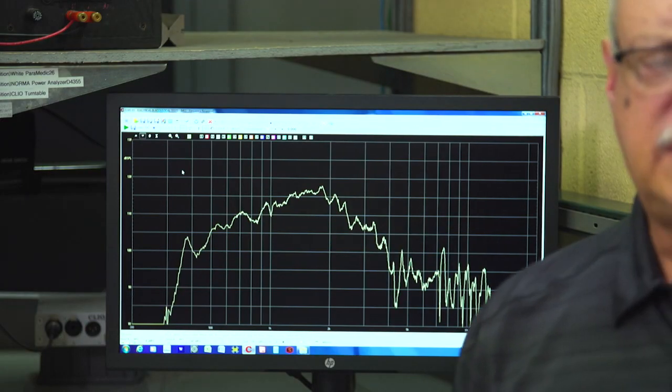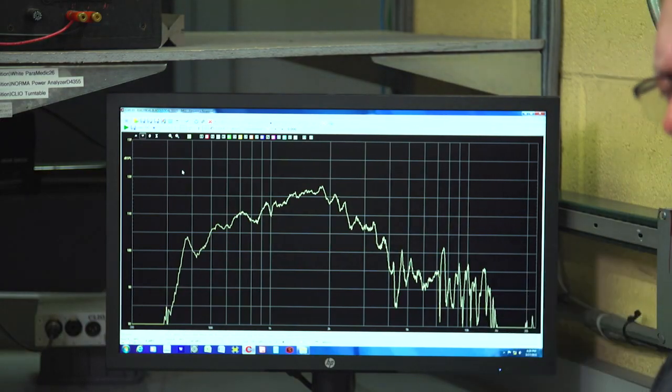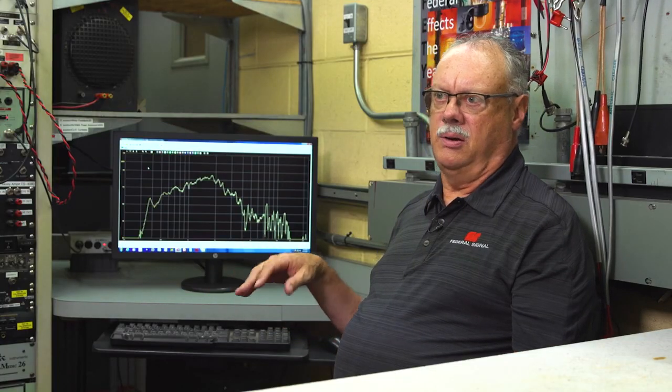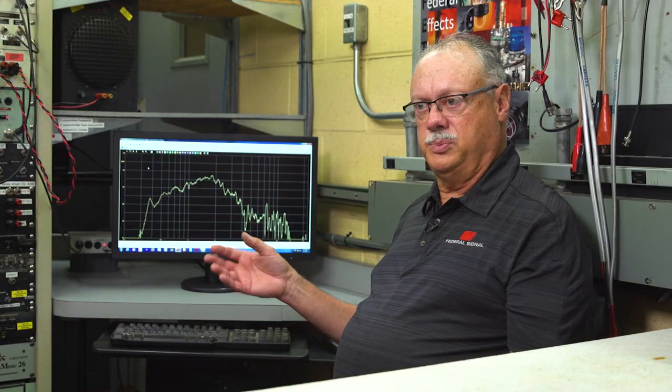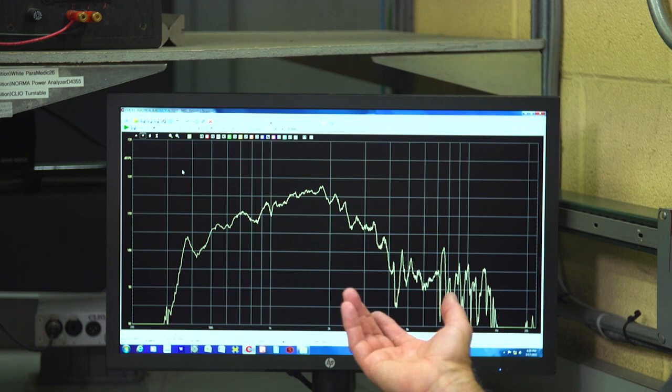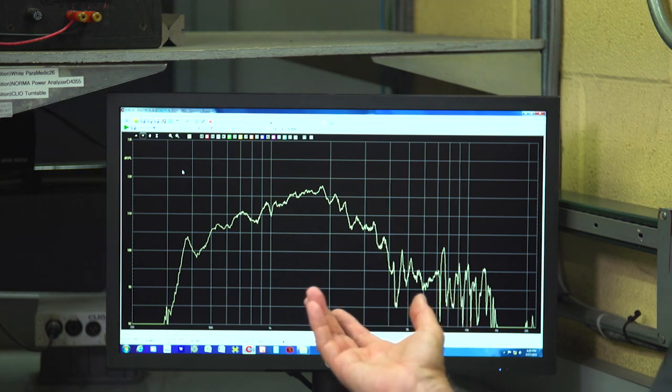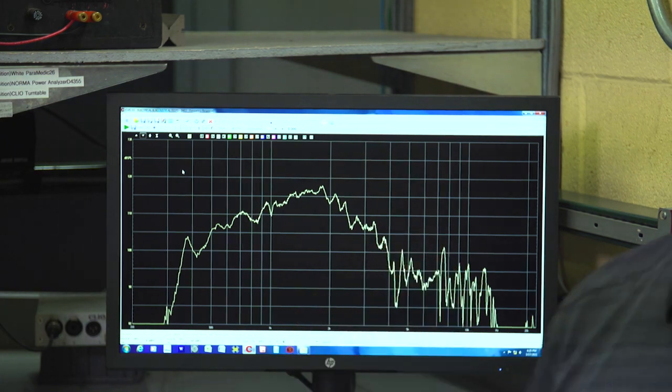To give you just a little explanation of what this curve is, in a perfect world, it would be a straight line so that the output is the same at all frequencies, but that isn't practical. This speaker is set up for voice or tone.